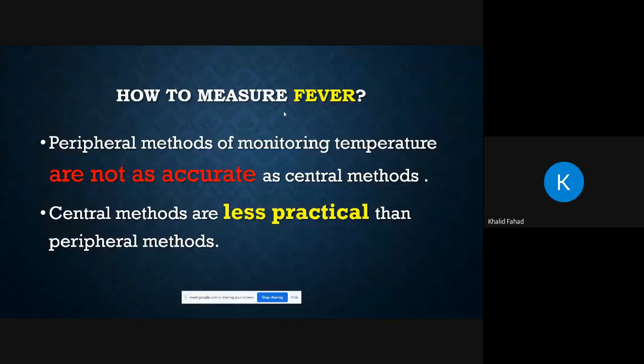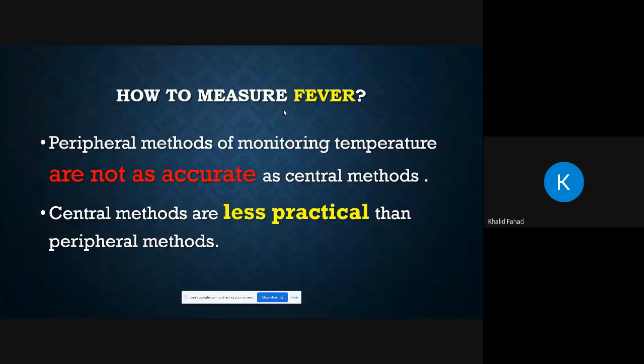Yes, because in the axillary type it is a skin temperature, while in the mouth it is the body cavity temperature. So this is the difference. The skin temperature will differ from the inside of the mouth. Okay, so it is a cavity. The cavity temperature differs from the skin temperature.